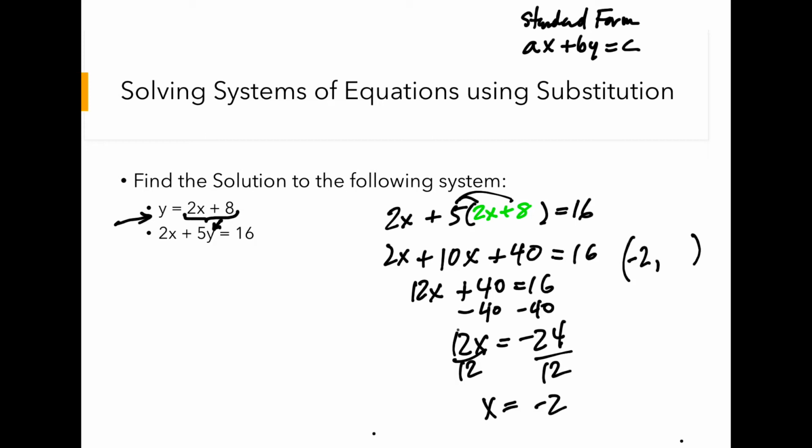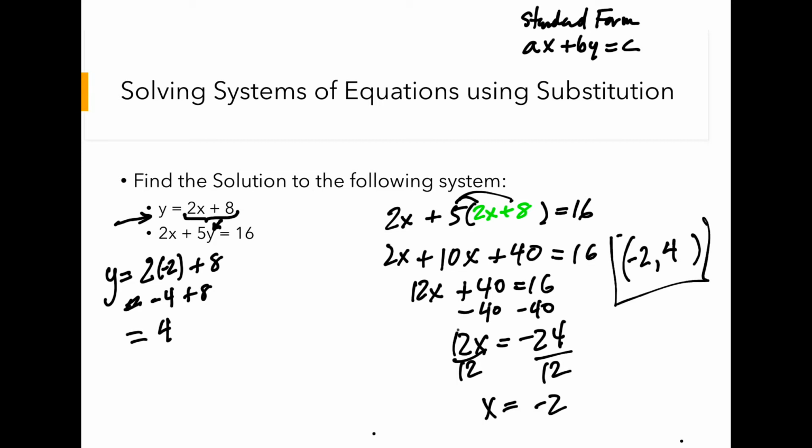That's my x. The solution to a system of equations is an ordered pair, so we also need to know the value for y. Since I have negative 2 here, I go back to either of these two equations and substitute that in there, and that gives me negative 4 plus 8, which is 4. And so I have my other number as the solution: negative 2, 4. If we want to check it, we can see if it works in the other equation as well.